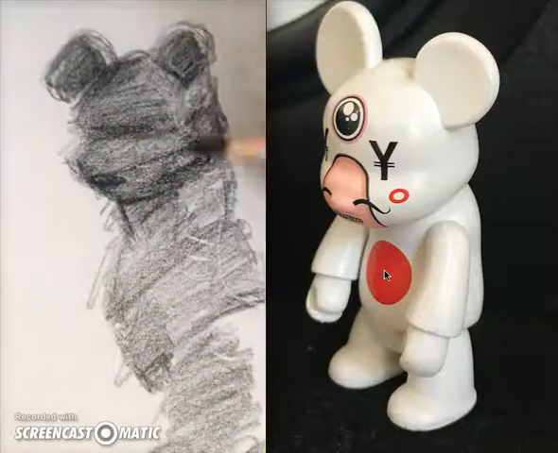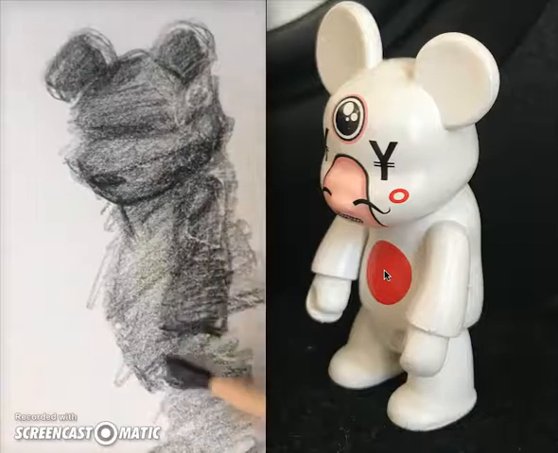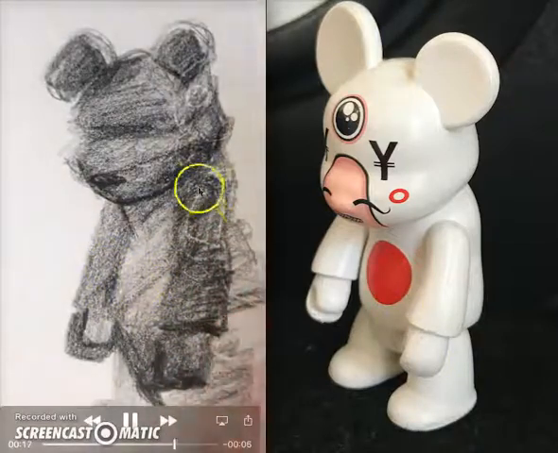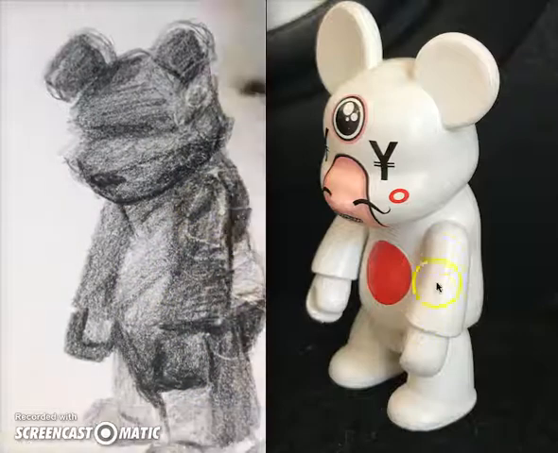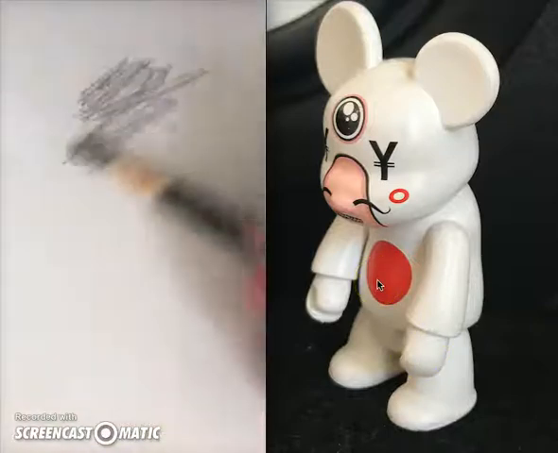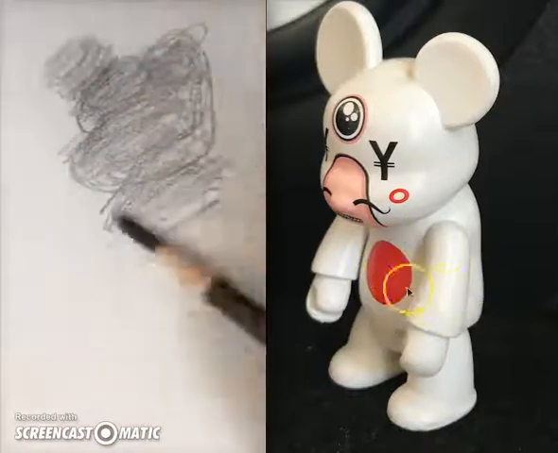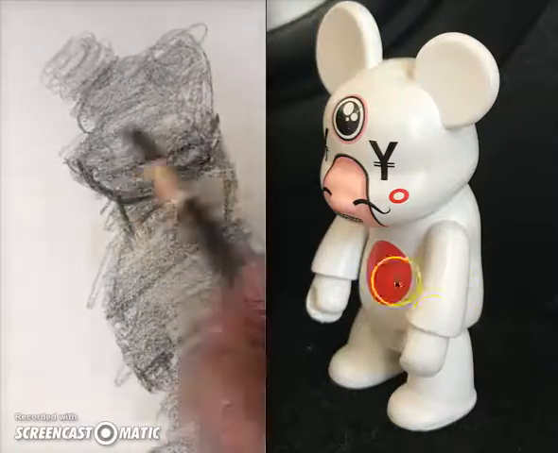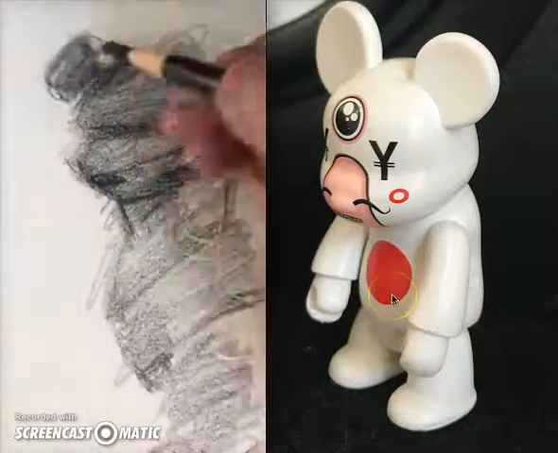And it's also a way to get an object in front of another object. So the stomach is a little bit lighter, which allowed me to go a little darker on the arm. Now understand that in this way, the value is not representing the lightness and darkness of the object. You're using mass instead to represent a spatial shift.